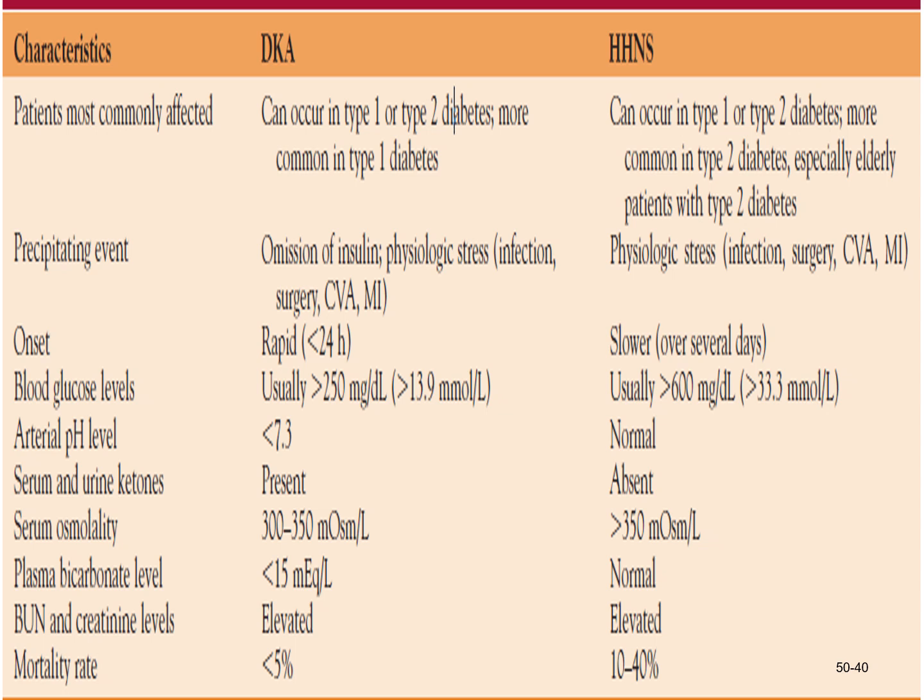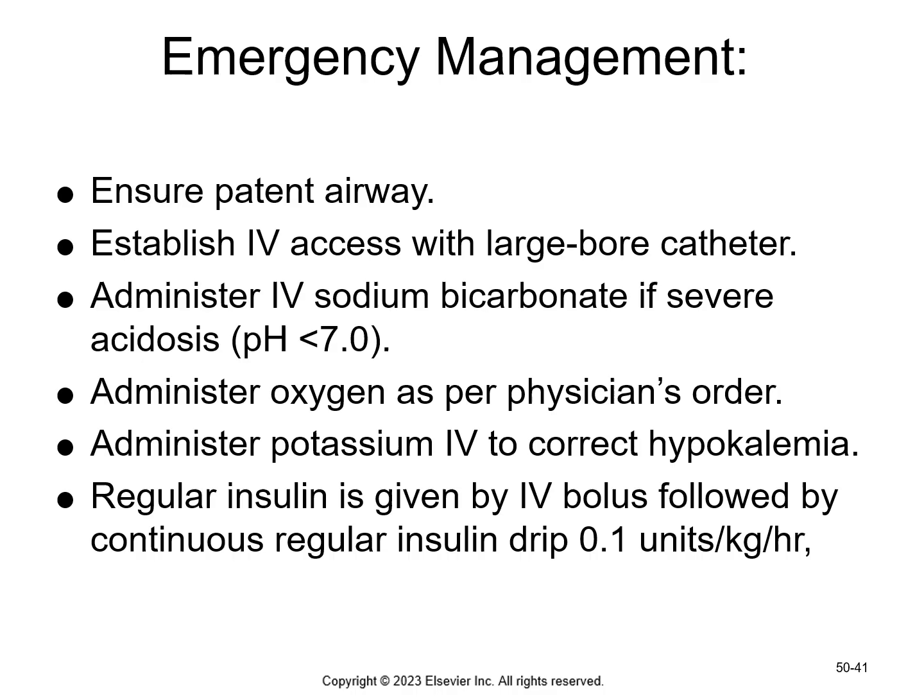Bicarbonate levels are low in DKA because it's an acidotic condition. So the bicarbonate, which is the alkaline component, becomes lower and lower when the patient goes into acidosis. But here the plasma bicarbonate level is normal. This has a high mortality rate because we miss the diagnosis.